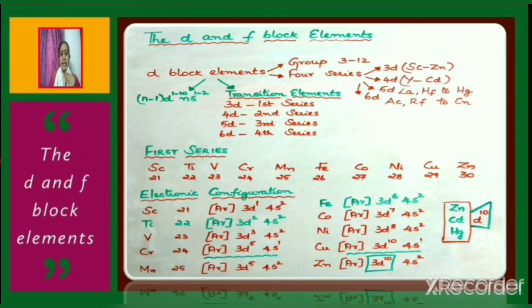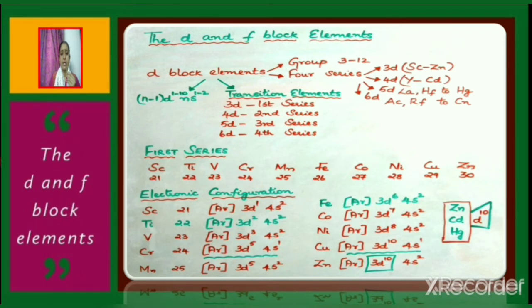Now consider manganese, atomic number 25. The electronic configuration can be written as argon 3d5 4s2. Iron, argon configuration 4s2 3d6, whereas cobalt it is 3d7, nickel 3d8. Copper configuration is written as argon 3d10 4s1 instead of argon 3d9 4s2, because when it is 3d10 configuration, the d orbitals will be completely filled and will be more stable.